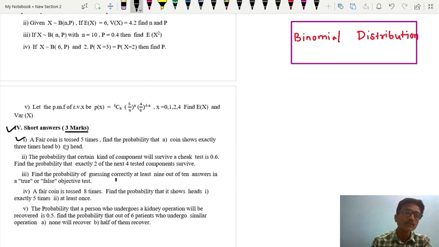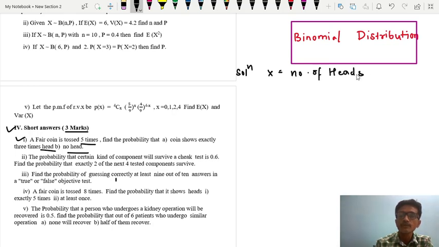So here is the first question: a fair coin is tossed 5 times. Find the probability that the coin shows exactly 3 heads and no head. So how do we start the solution? Listen, solution. The first question: capital X is the number of heads.